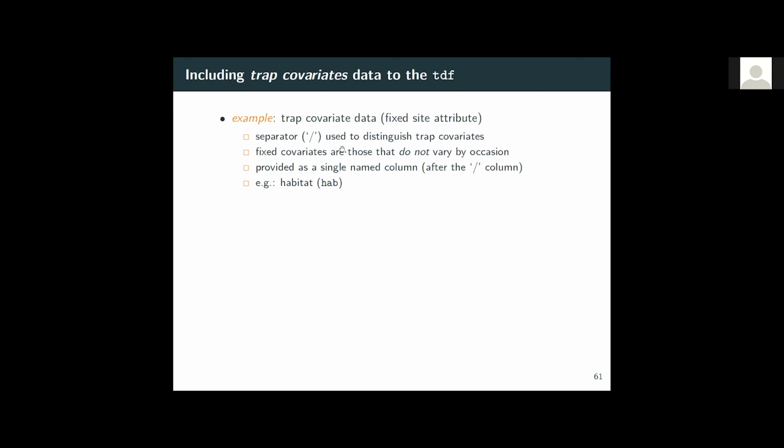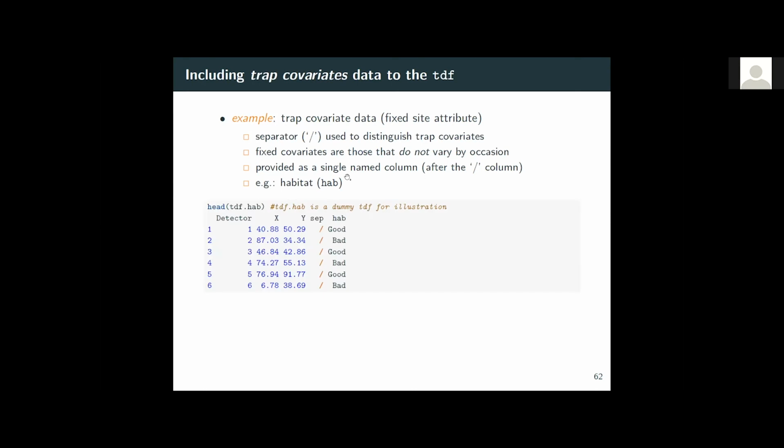Fixed covariates are those that don't vary by occasion, and they're just provided as a single column after the / column. Here's the example, habitat. This is what a TDF would look like if you just had a habitat column and no trap operation matrix. I have a detector name, the X coordinate and the Y coordinate. Here's my separator. Then I have this single column saying trap 1 was in good habitat, trap 2 was in bad, 3 good, 4 bad, and so on. So that's how you add trap-specific time-invariant covariates to the TDF.